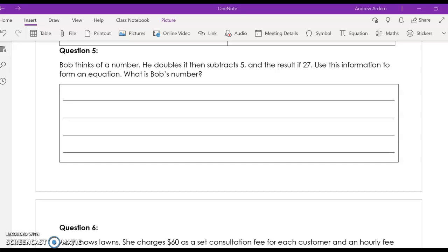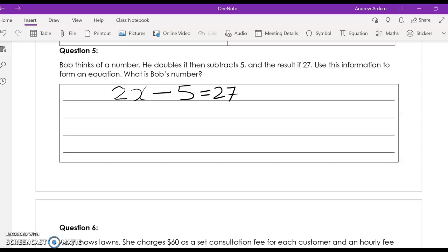Bob thinks of a number, he doubles it, then subtracts 5, the result is 27. So let's call that number x. If he doubles it, that's the same thing as multiplying by 2. And at the end he subtracts 5, and the result is 27.